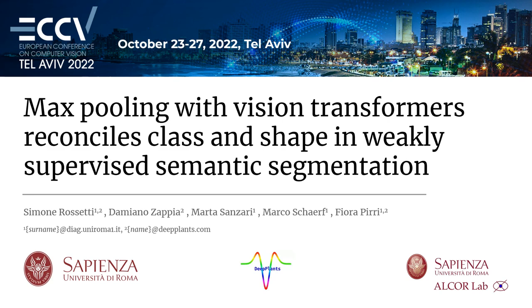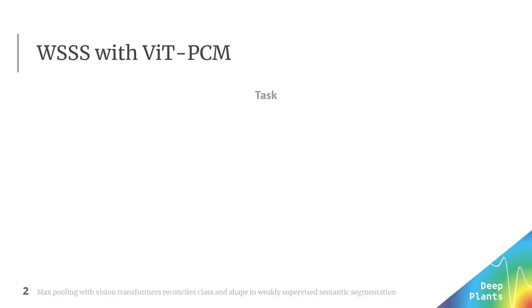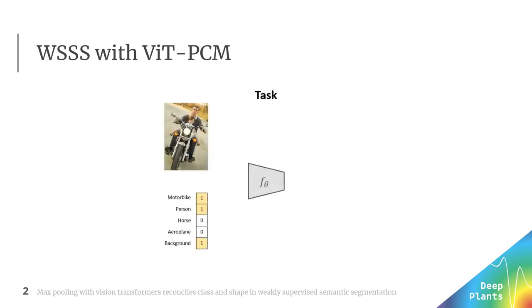Welcome to this presentation. We are now presenting Max Pooling with Vision Transformers Reconciles Class and Shape in Weakly Supervised Semantic Segmentation by Simone Rossetti, Damiano Zappia, Marta Sanzari, Marco Scherf, Fiora Pirri. The Weakly Supervised Semantic Segmentation task consists of object pixel inference using cheaper supervision than segmentation masks.